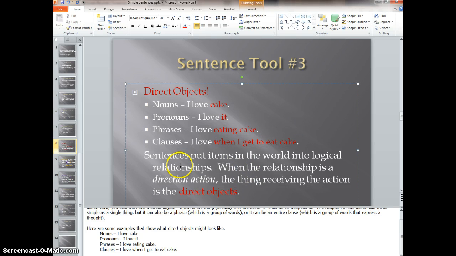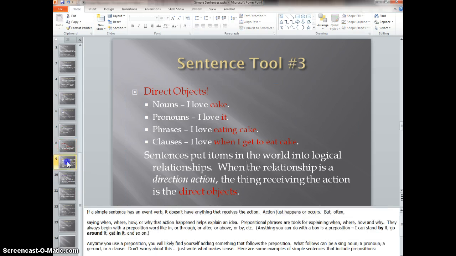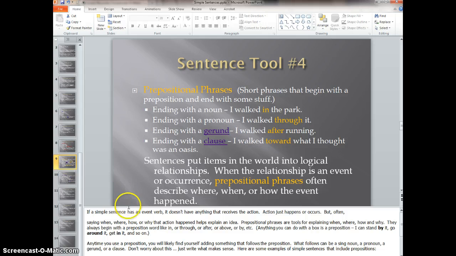Okay. And skipping on, the other type of simple sentence that you might have would use another type of action verb called an event verb.